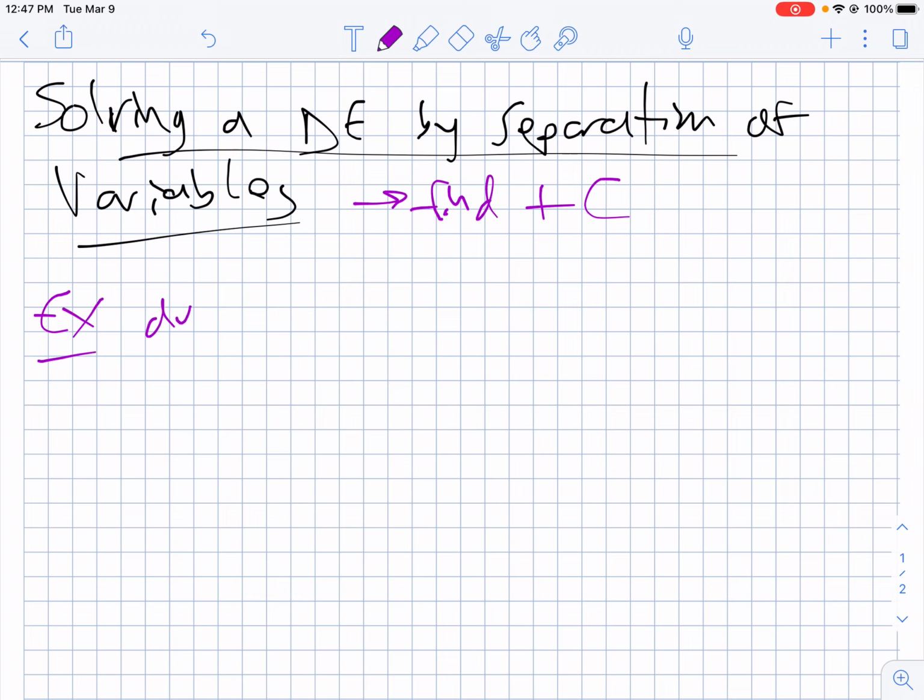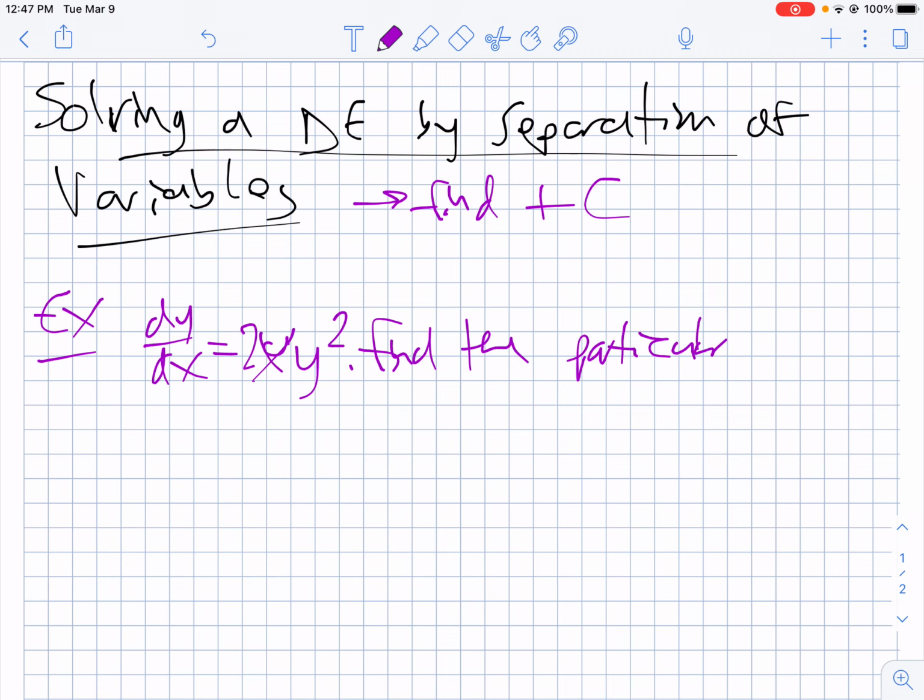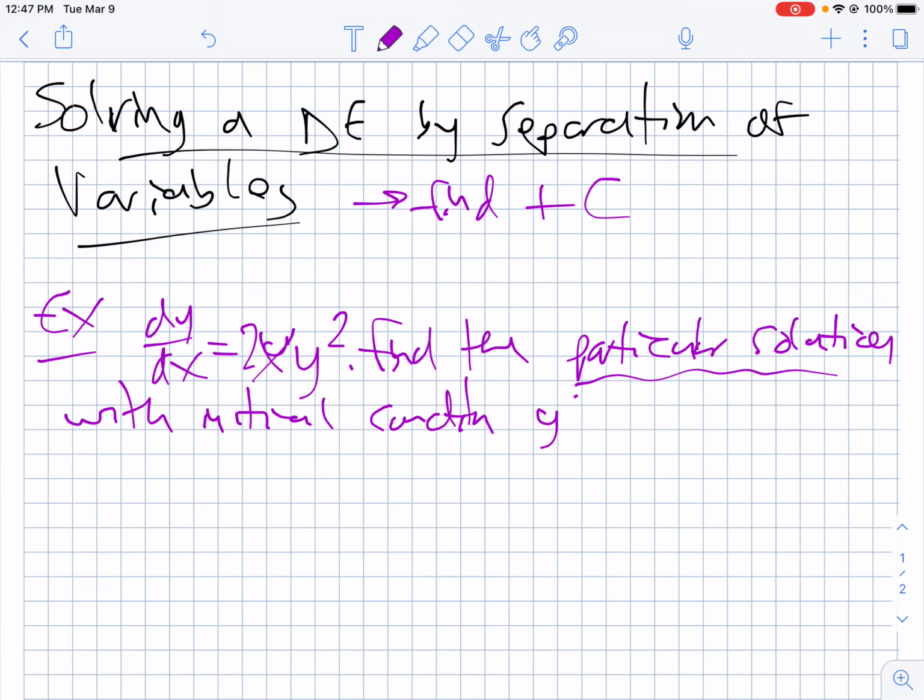So I'll tell you dy/dx equals 2x y squared. And I'm going to ask you to find what's called the particular solution. Last time we found the general solution, but now we're going to find the particular solution with some kind of initial condition. In this case, y of 1 is equal to 2. This is saying that when x is 1, y is 2. So you have the point (1, 2).